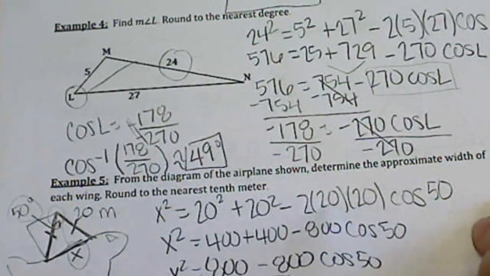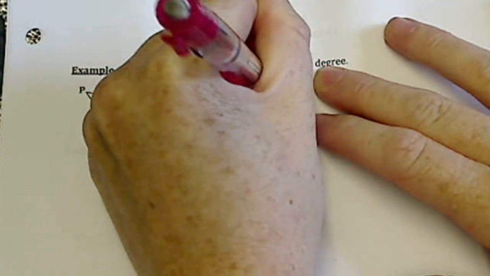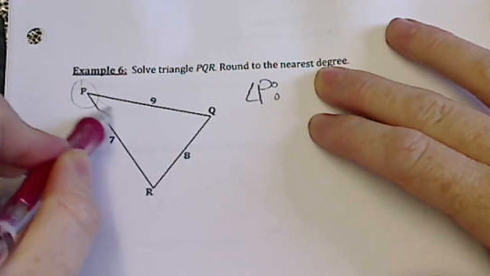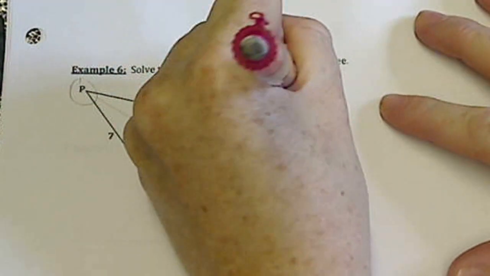Okay, last example. This time it says solve the triangle. So I need to see, okay, I have all my side lengths, so I am missing my angle measures. I don't have angle measures, so I have to use the law of cosine. Let's start with P because it comes first. Angle P. So I'm looking at this angle. I'm going to use 8 for my equation.